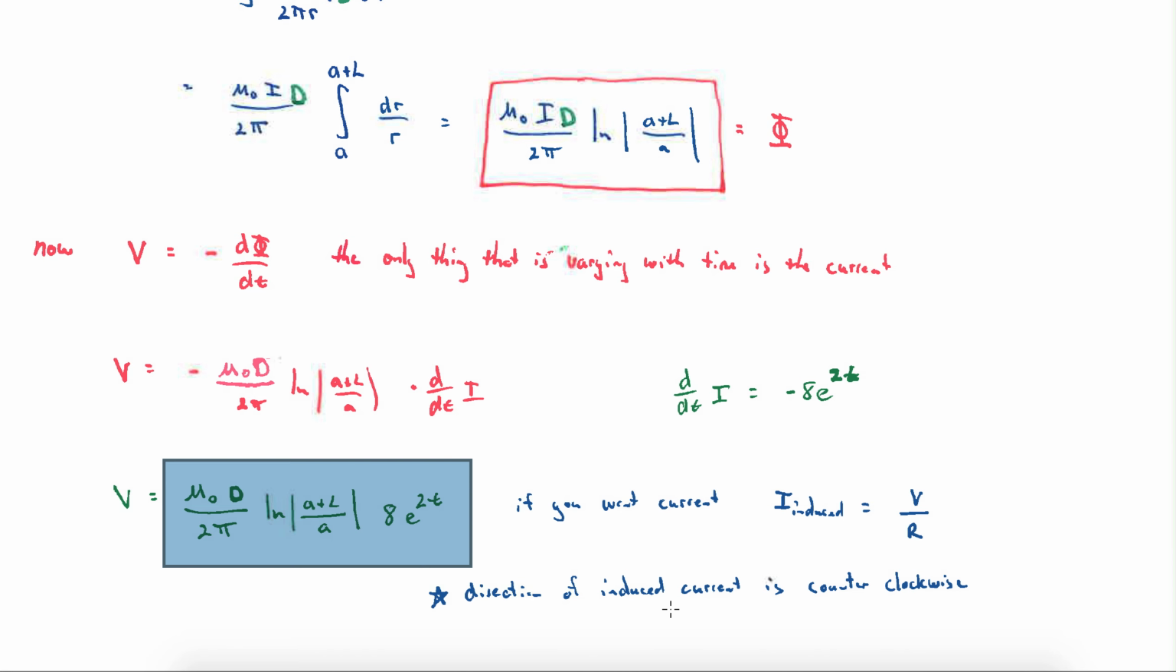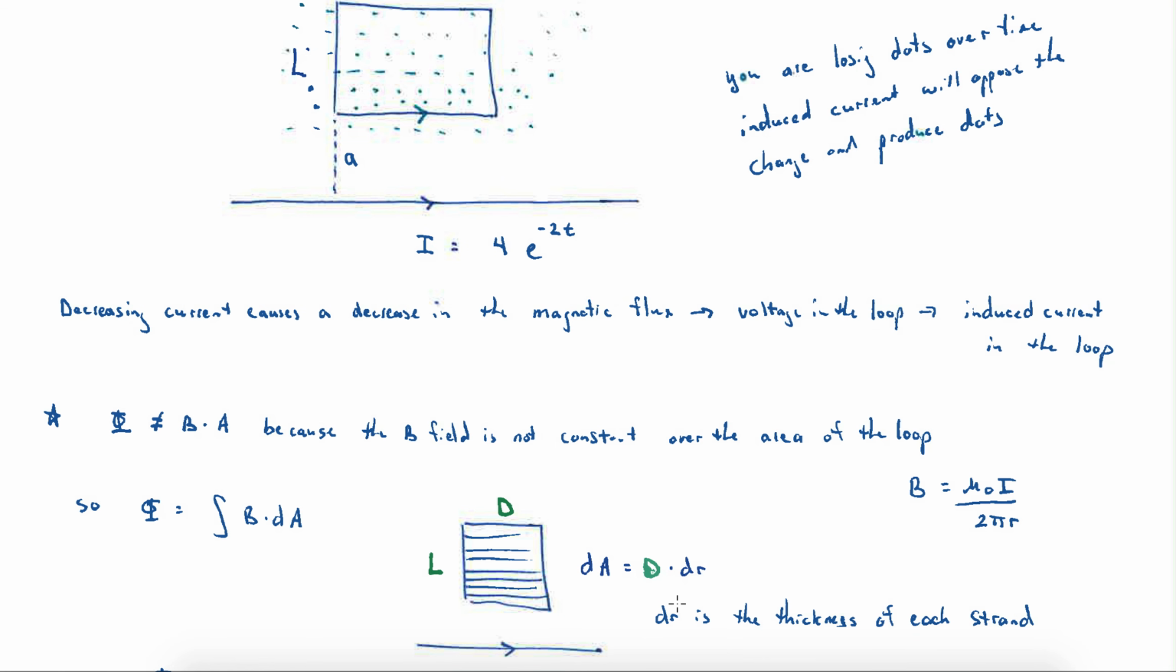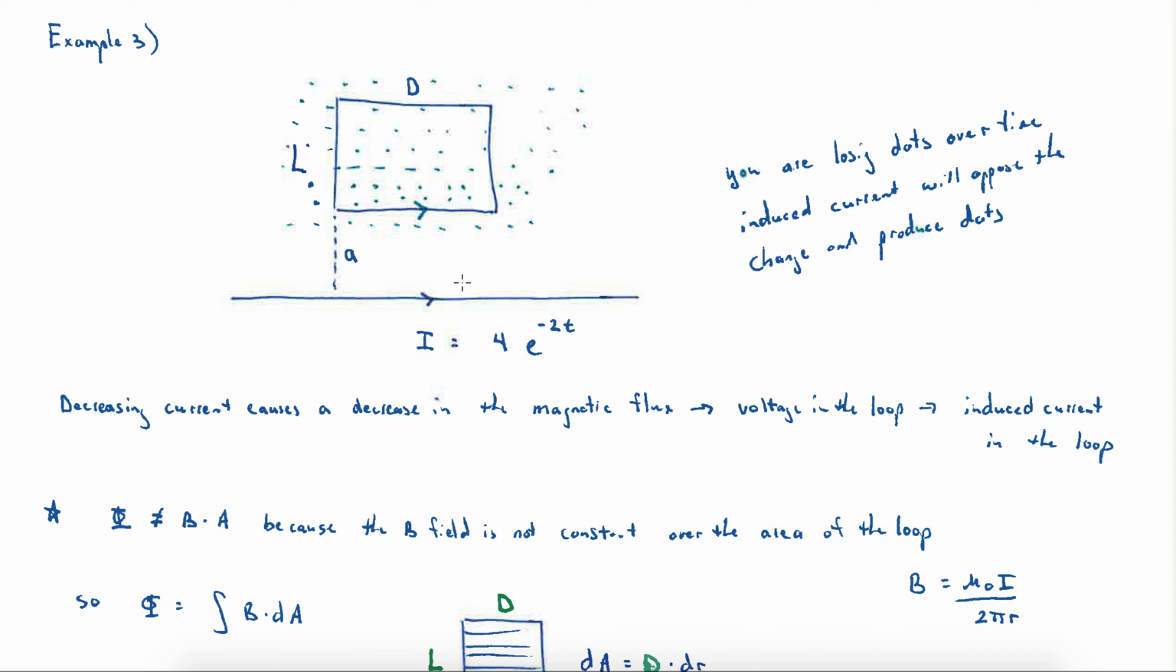The direction of the induced current is counterclockwise. It's counterclockwise because a counterclockwise induced current produces dots because you want to oppose the change of this B field decreasing because of a decreasing current.